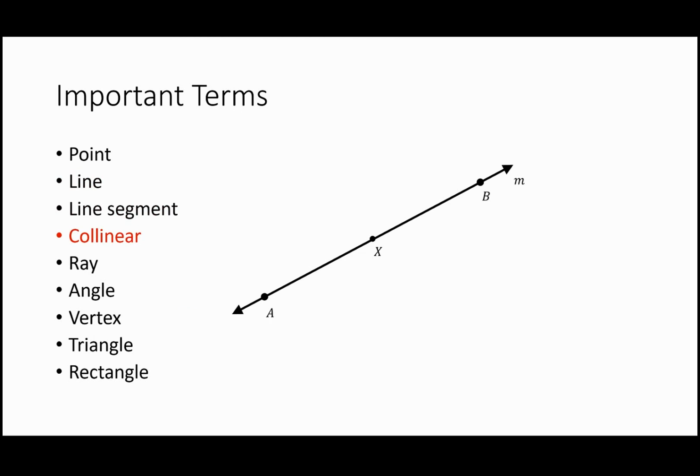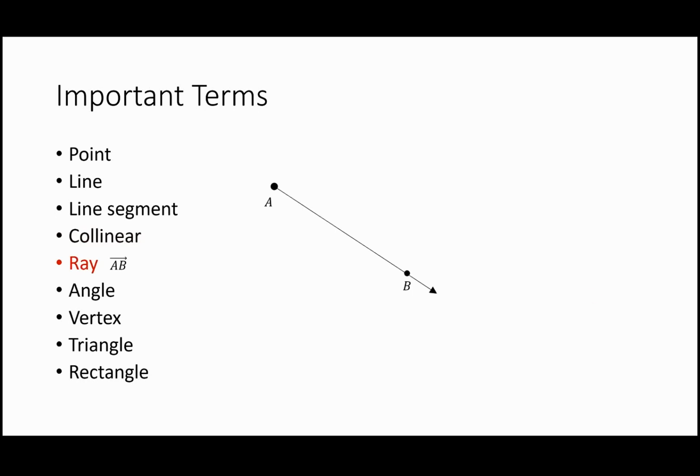Points are said to be collinear if they can be represented as lying on a single line. So for instance, in the visual that you see here, points A, X, and B are collinear because they happen to lie on line M. Now, do collinear points have to be on a line in order to be labeled as collinear? No. By definition, they only have to be able to lie on the same line. They have to be in line with one another, but not necessarily on a line.